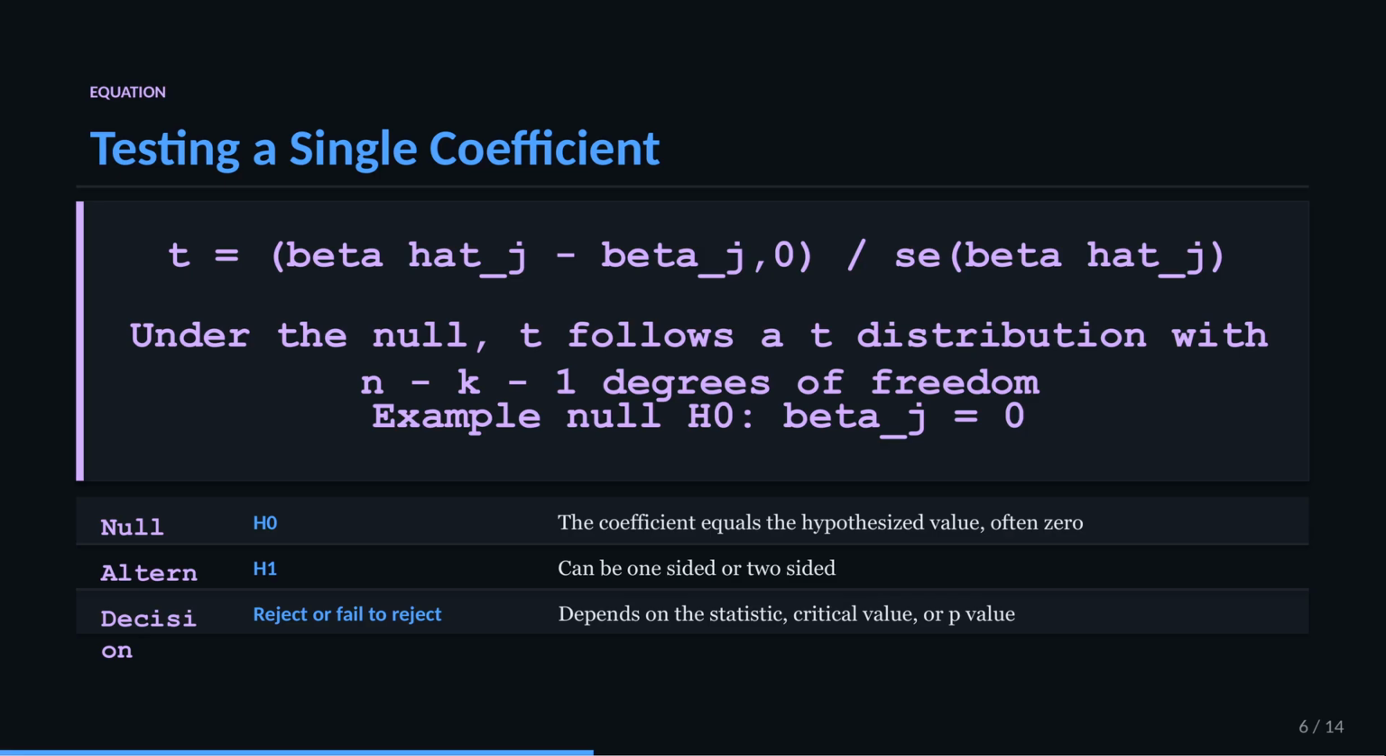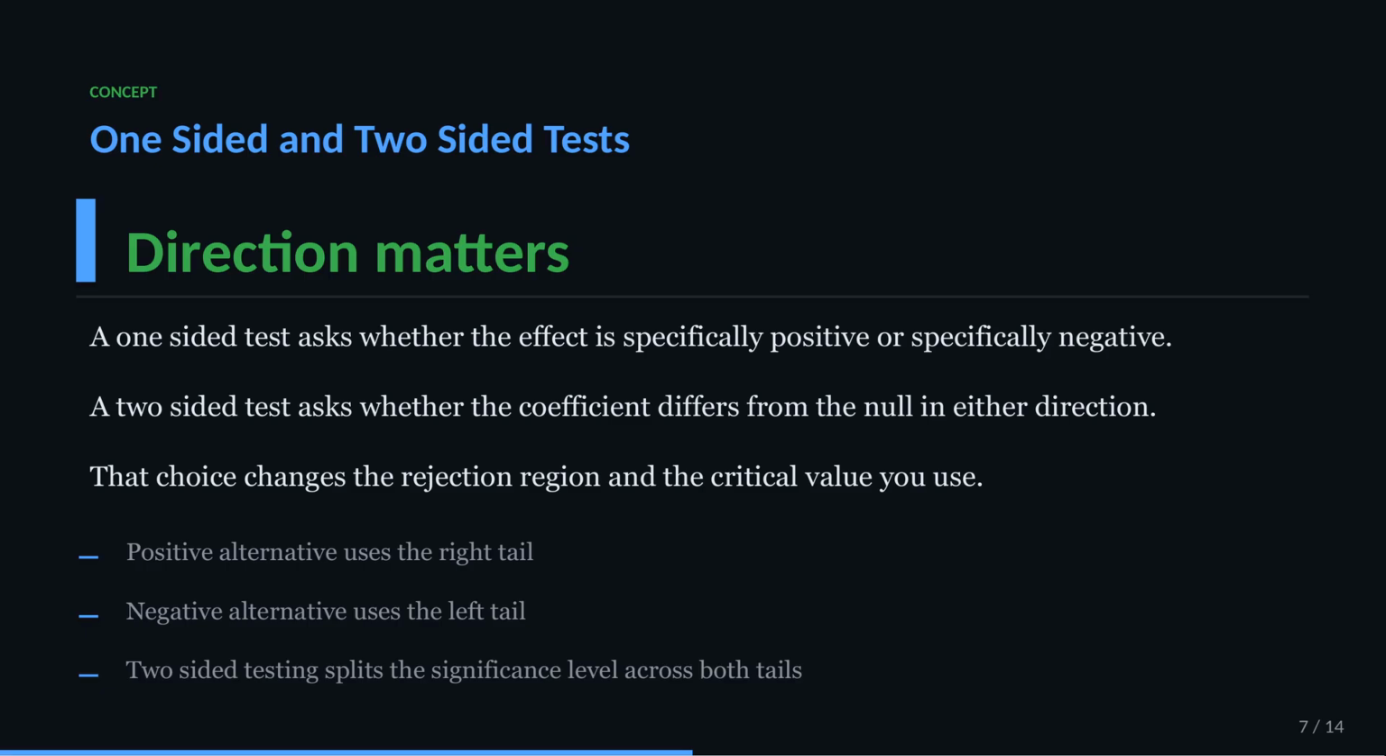At that point, we have to decide what the alternative hypothesis actually is. A one-sided test asks whether the coefficient is specifically positive or specifically negative. A two-sided test asks whether it differs from the null in either direction. That choice matters because it changes the rejection region. In a one-sided positive test, all of the significance level goes into the right tail.